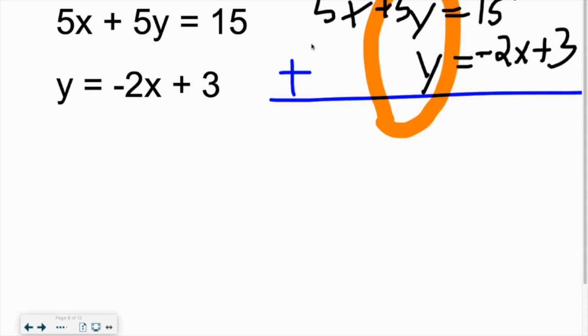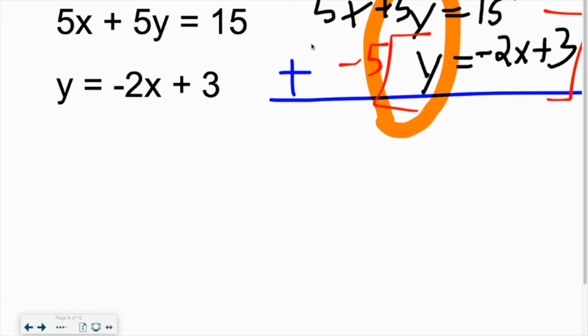Since I have a positive 5y up here, I'm going to change this guy into a negative 5y, which means I have to multiply the entire equation, so I'll put a bracket around it, by negative 5. If you have room to continue writing sideways, you can do that. It's very helpful, or however you're going to do it.